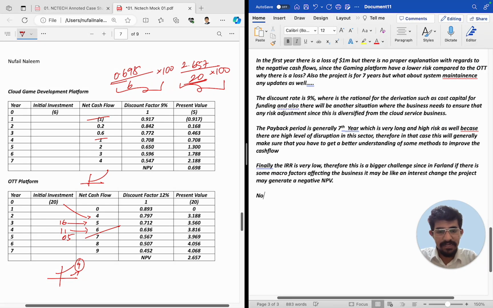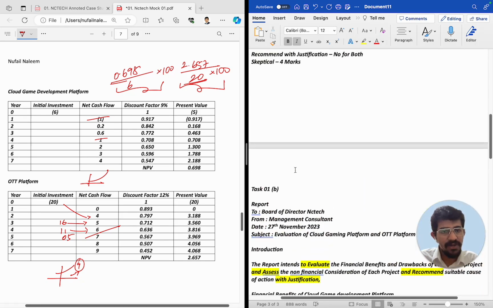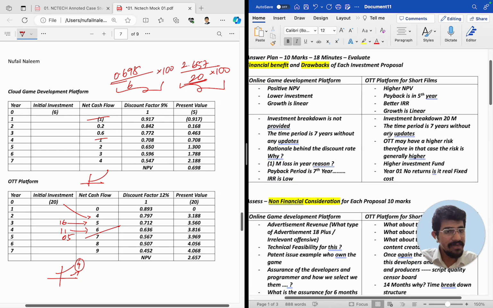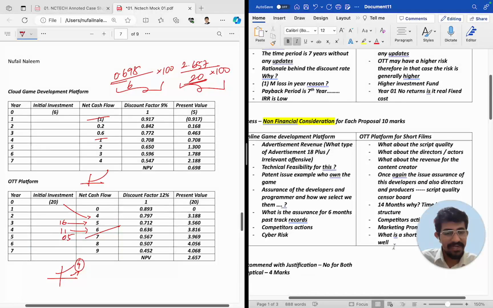Now, the next thing, students, non-financial consideration. Sorry, I need to write down the financial drawbacks first. Now see, this question is long, actually for the OTT platform. This is just a practice. It gives you a lot of thinking, application, and time management as well. So for the OTT platform, if you observe the financial drawbacks, I'll write down here: 20 million breakdown not given, 7 years long period, no updates. For OTT there may be high risk, because students, if you see the scripts, everything has a huge issue. Piracy risk is there, students. People download your OTT films and share them, so I can put that here. So can I write down piracy risk?